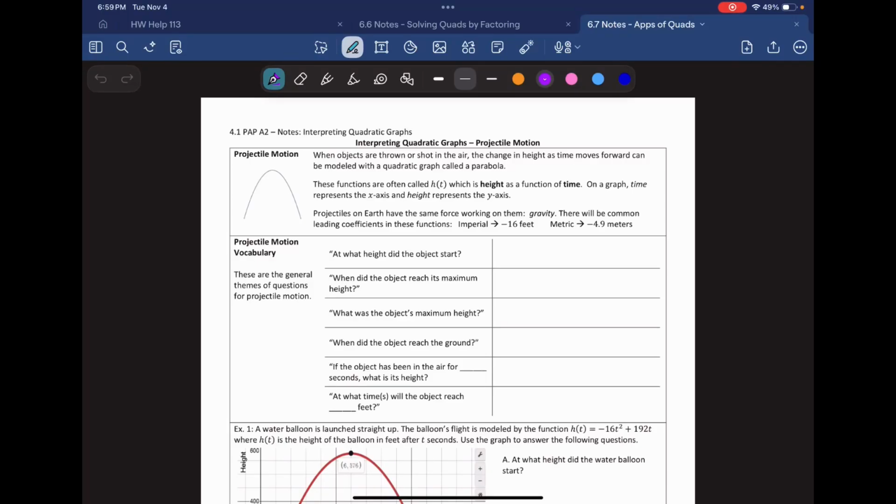All right, for this last section, I don't know why it says 4.1. This is not 4.1. 6.7.